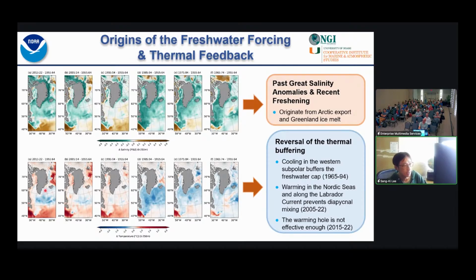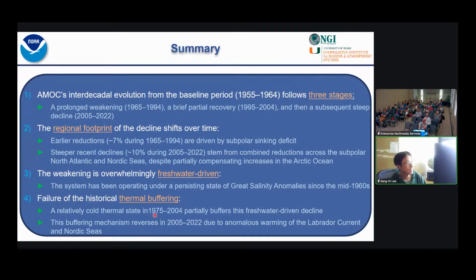So whatever the origin of this anomaly, this is not really enough to compensate for the warming in the Nordic Sea and also along the Labrador Current. Okay, this is the summary. It looks like I have 1 more minute, so I can just go through this.